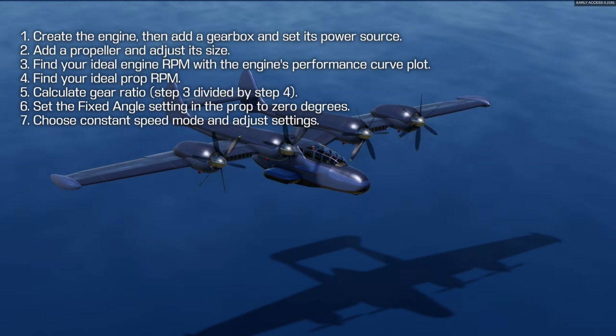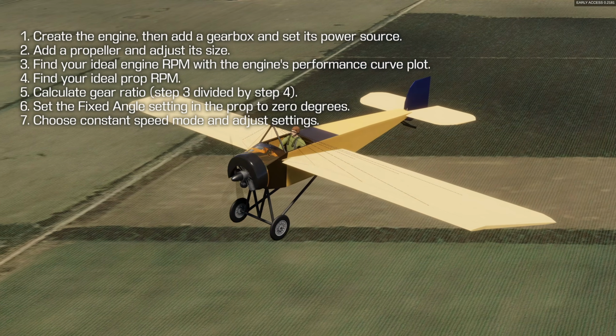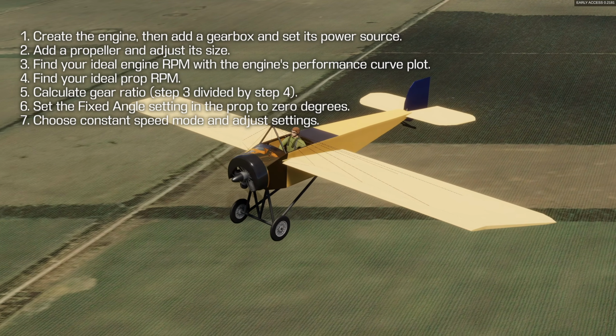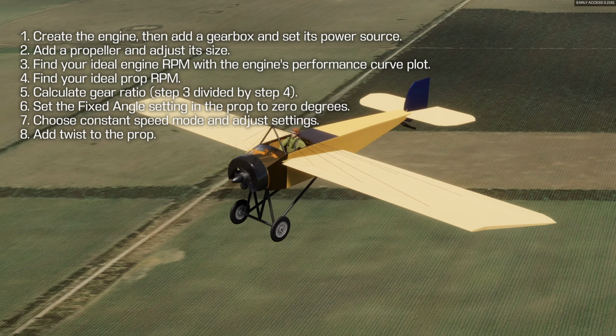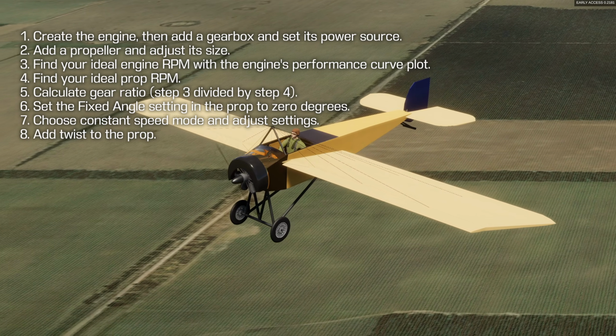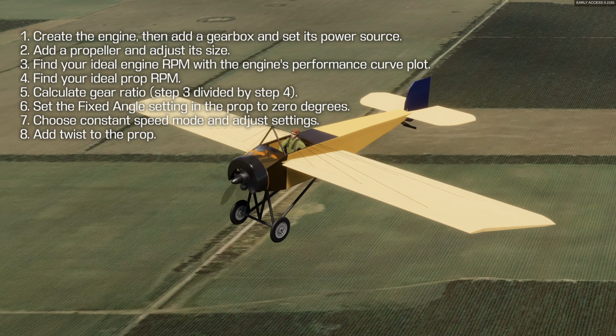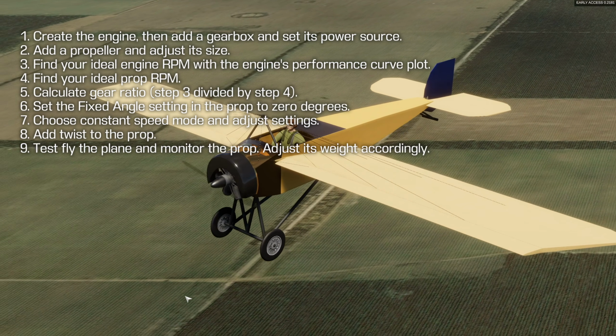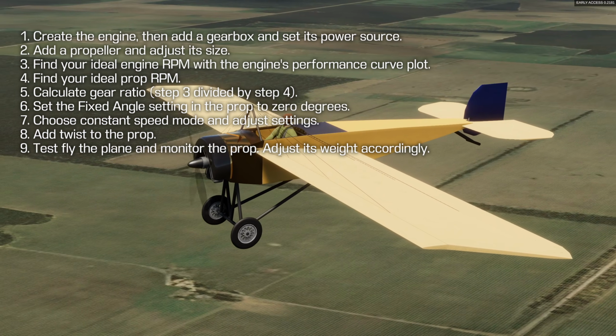7. Choose the constant speed mode you want to use, if any. Change the settings accordingly. 8. Add some twist values to the prop. Make sure the root is the highest and the tip is the lowest. 9. Test fly the plane and monitor the prop.